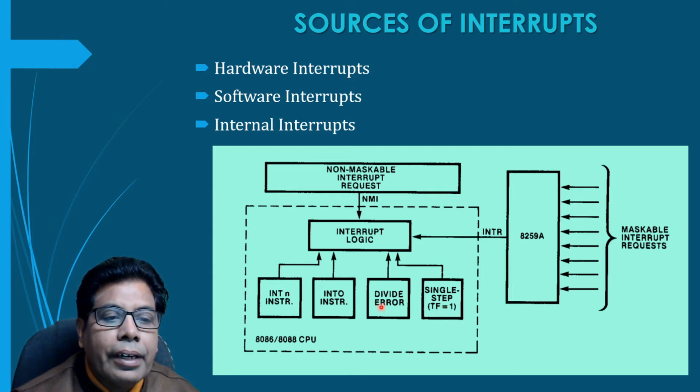Then we have the divide error. Whenever division by 0 is attempted, at that time this interrupt will be generated. This is again an internal interrupt. And then this is the INTO instruction, or the overflow flag interrupt. Whenever there is an overflow, at that time this interrupt will be generated. So these three are the internal interrupts in the 8086.